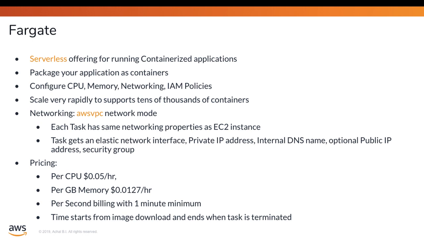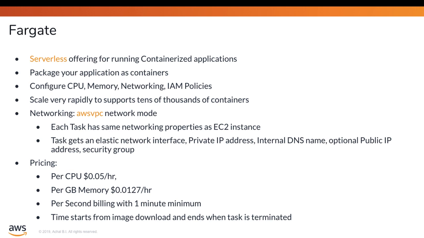So just to briefly go through, Fargate is basically a serverless offering for running containerized applications. It packages applications as containers. You configure CPU, memory, networking, and IAM policies as well. You could scale rapidly to support tens of thousands of containers. And Fargate only supports the AWS VPC networking mode. There are other modes, as I told, bridge, host, and none. Those modes are not supported by Fargate.